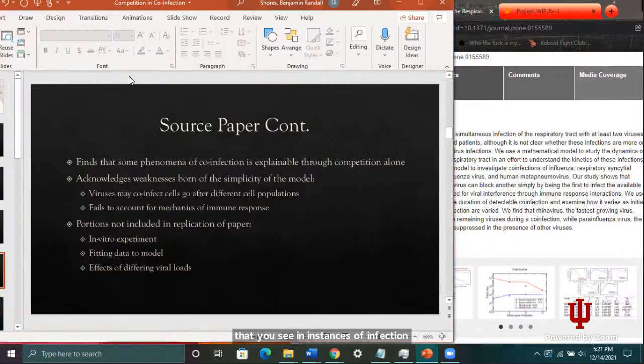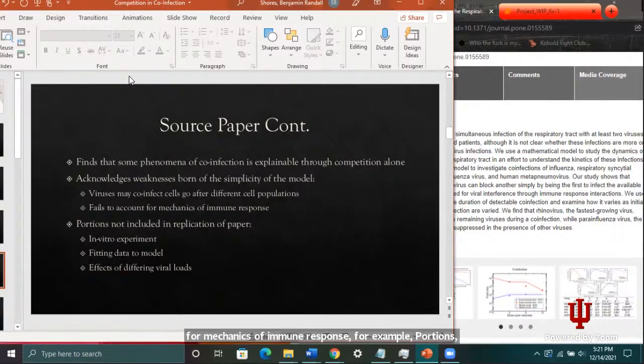There is a fairly lengthy portion of the paper that goes over the weaknesses born from the simplicity of the model. Viruses, for example, may co-infect cells themselves or go after different cell populations while still being in the same area. And both of those would sort of destroy the premise of this being that they are competing. It also fails to account for mechanics of immune response, for example.